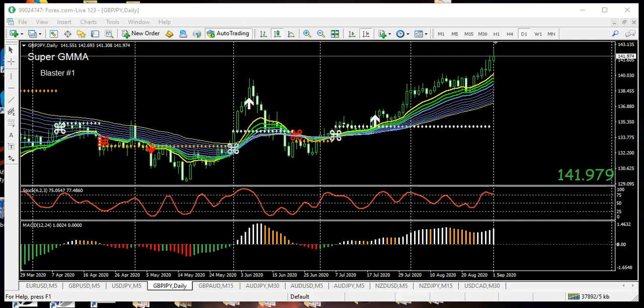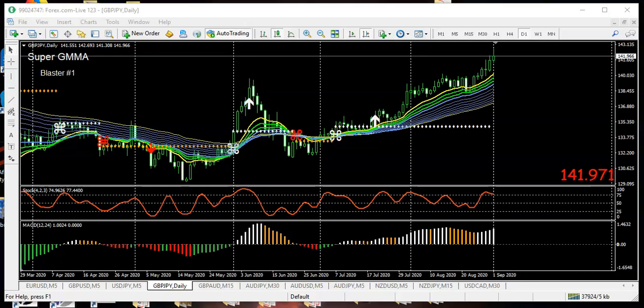This is a daily chart using our Super GMMA template. So not only can you use this template when you're interested in trading on a 5, 15, 30-minute time frame for intraday trading and scalping and so forth, as we'll get to in a minute. But check this out. You can also use it as a daily chart or 4-hour chart, and it gives you a very clear picture of what's going on.